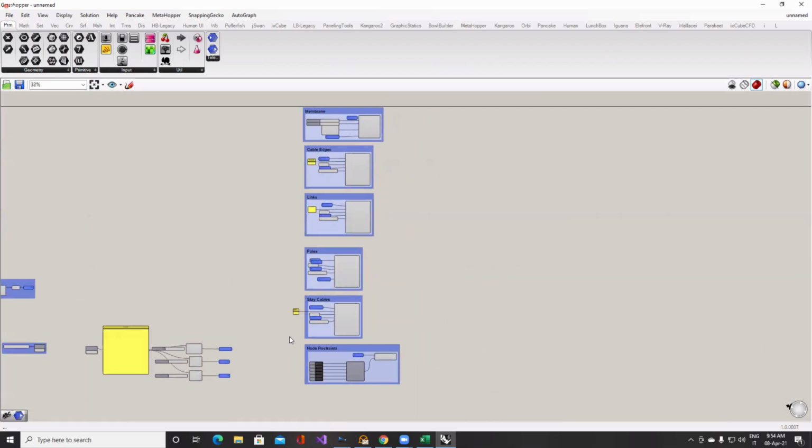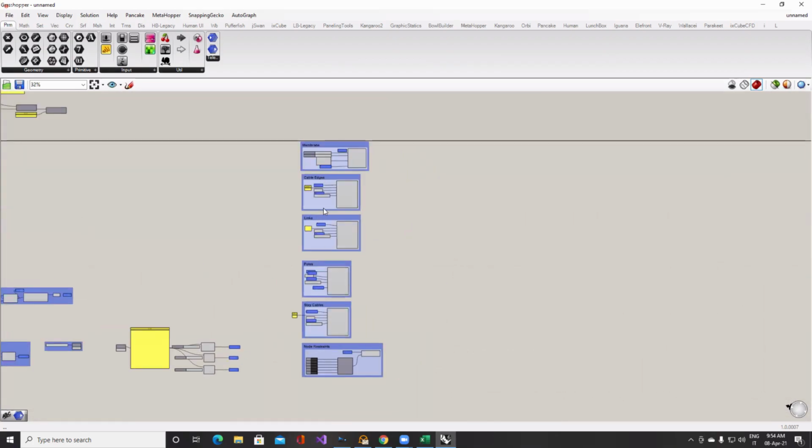Fine. We have basically defined everything. Now we just have to generate the model. So this is the easy part.